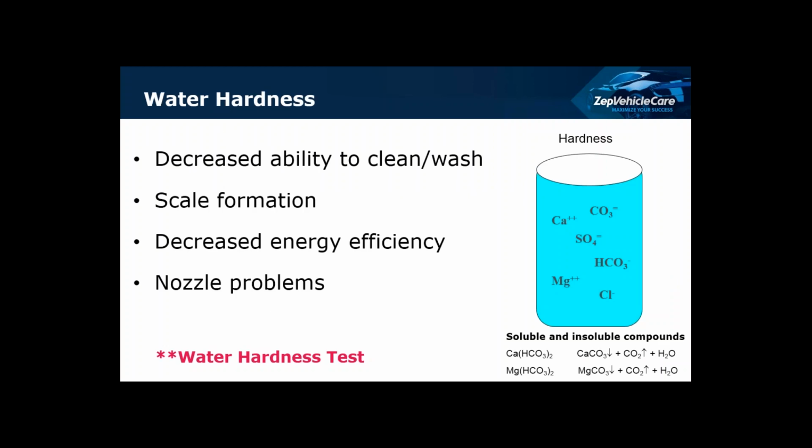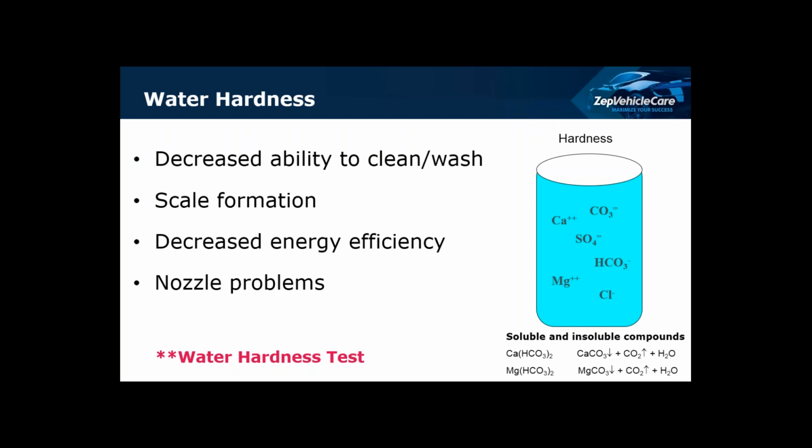Water hardness is the decreased ability of the chemistry of a cleaning product to clean and wash a vehicle. Water hardness will also create scale. As you can see on those nozzles we showed a little bit before, they had some scale built up around them that can change the coverage of your nozzles. It can change how your product is diluted. It can change a lot of things. It can make foamers not work. So scale formation is a very important thing about water hardness.